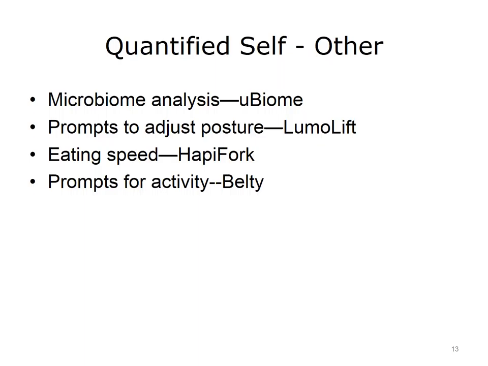Lumolift has a sensor that attaches to clothing near the collarbone for postural and activity monitoring. It vibrates if the person wearing it is slouching to remind them to sit differently. Happy Fork includes sensors in a fork to provide feedback on eating speed. And Belty is a belt buckle sensor that adjusts at mealtimes and signals for activity after long sedentary periods. What is interesting about these devices is they both track data and provide feedback and prompts based on the data.